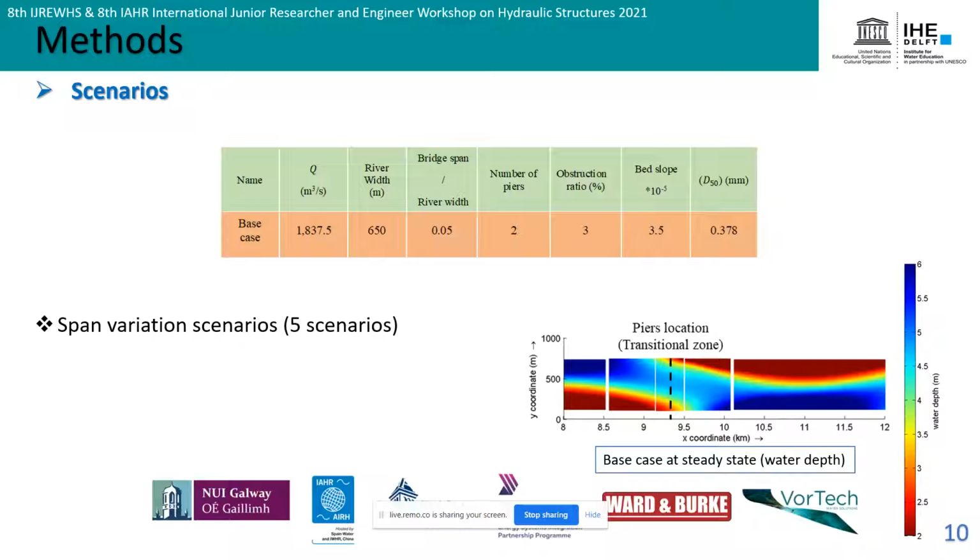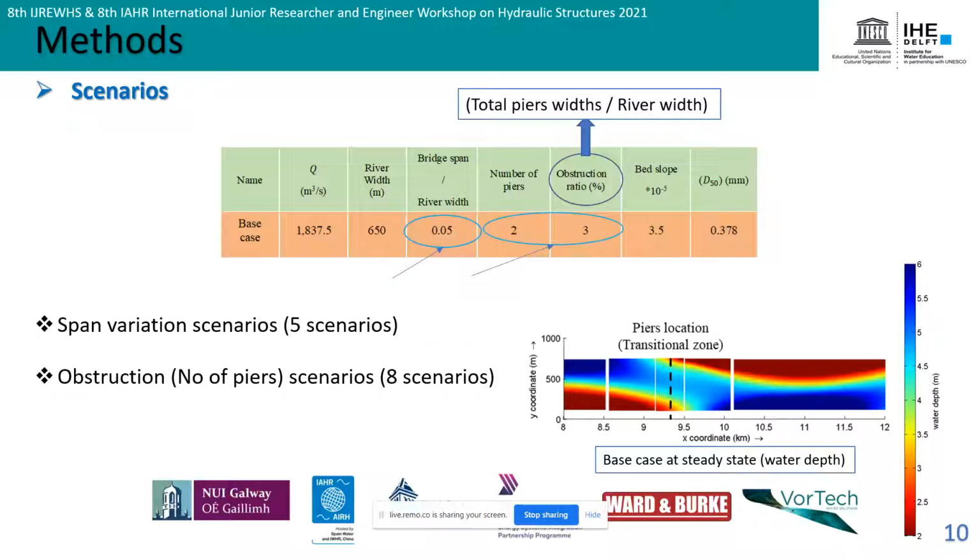We carried out 5 scenarios with different span characteristics, with different distance between the bridge piers, which leads to a different percentage of bridge span over the river width. We also carried out 8 scenarios with different obstruction ratios and numbers of piers in the transverse section, which means total piers width over the river width. And we carried out 2 simulations with 2 locations in the reach.